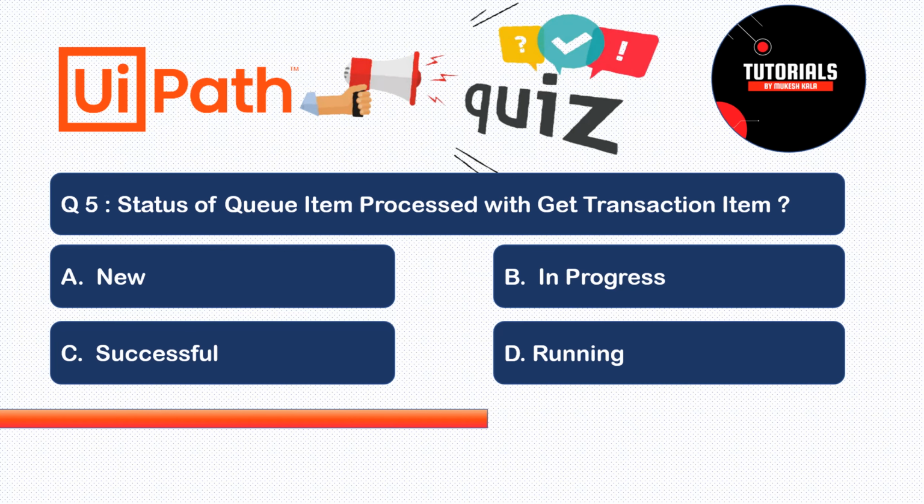So we have an activity called get transaction item. What status is the queue item? So we have to tell the status of the queue item.